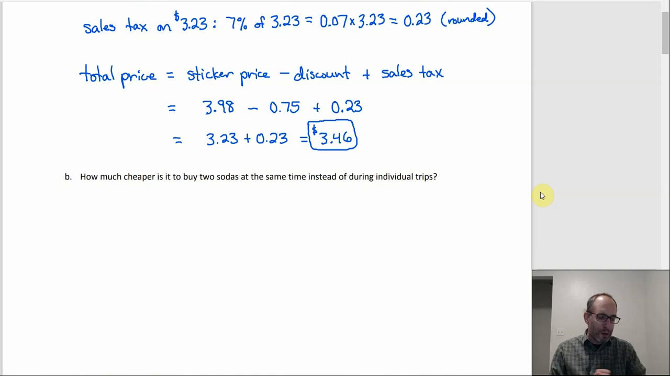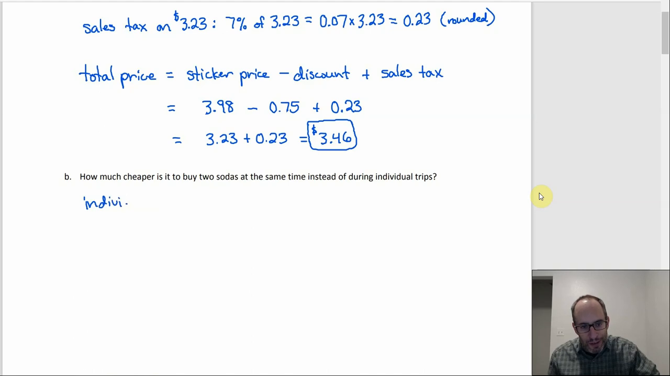So there are a couple of things that we could do, but I think maybe the best thing is, since we already know what the price is if you buy two at once, we can just figure out what it would be for one of them and then multiply by two, something like that. And that's what you would get without the discount. So with individual trips, there's no discount. So I guess I'll put that in first. So individual trips, no discount. Right? You got to buy two at a time to get the discount.